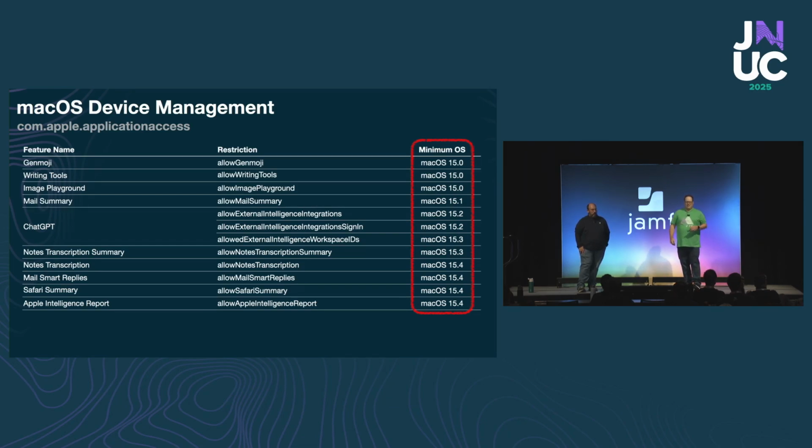We're going to see different restrictions here for things like Genmoji, writing tools, ChatGPT. This is not every setting that exists in Apple Intelligence, but these are the keys that we've been provided by Apple. In addition to this, there's also the math settings, declarative device management option in Blueprints.